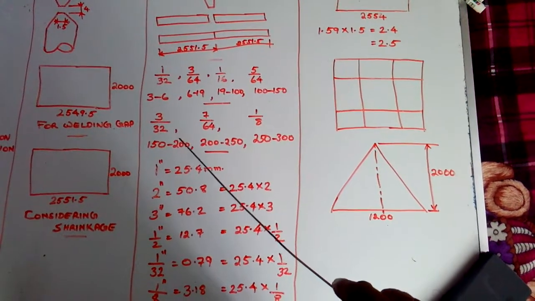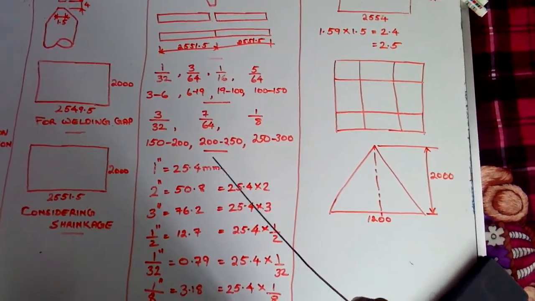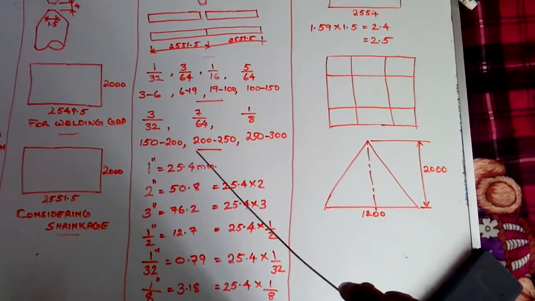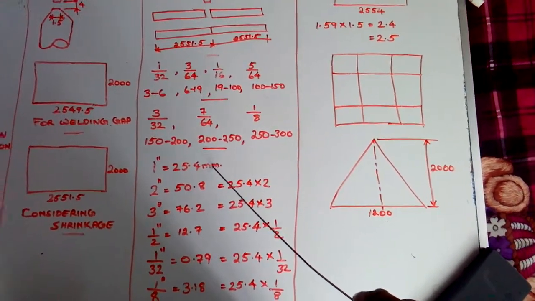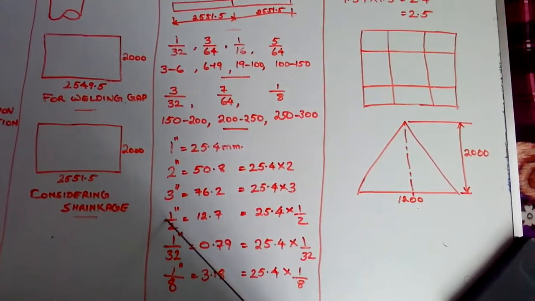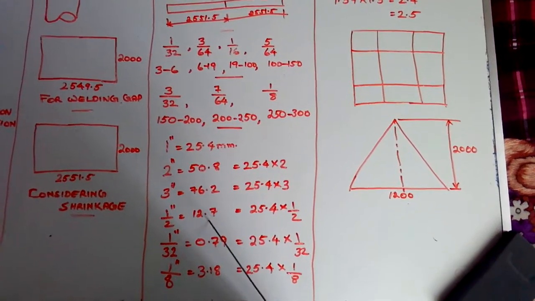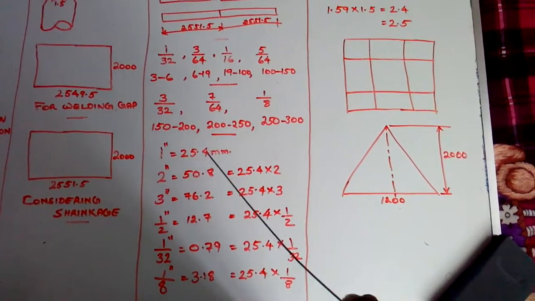If we want 4 inch, we have to multiply it with 4. If we have to get half inch, we have to multiply it with half. I have indicated it is half inch. What is the measurement of half inch? It is 12.7, half of 25.4.